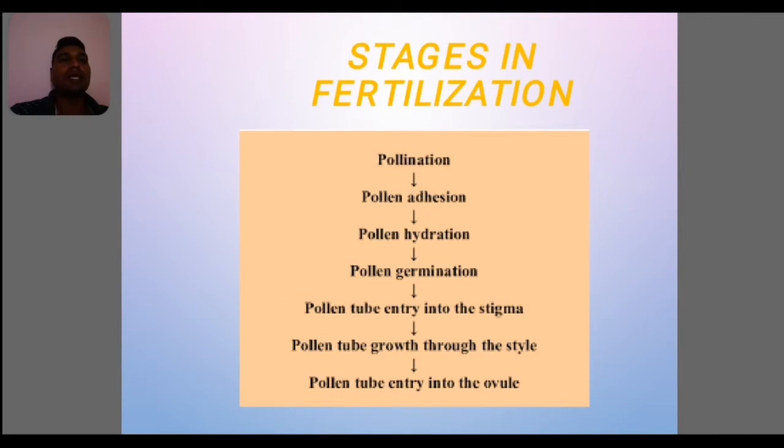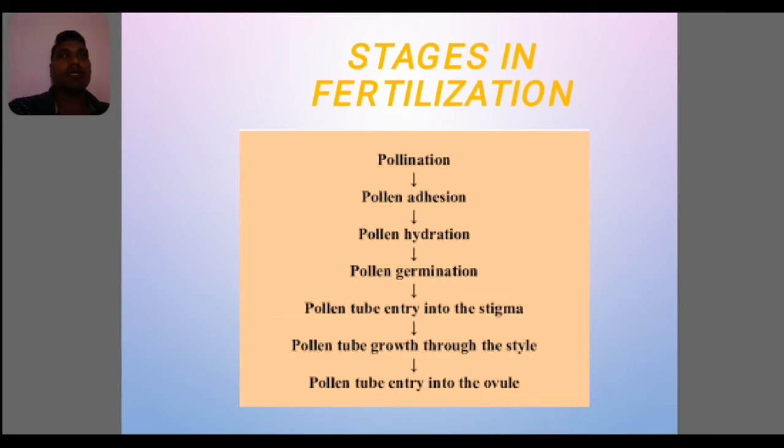Now these are the stages in fertilization. The first stage is pollination. Pollination is very much a must for reproduction. It is the initial and very important stage of reproduction. Again, pollen adhesion. After pollination, there must be pollen adhesion on the stigma. Then pollen hydration, because the stigma has some sticky substance which hydrates the pollen grains, and later on, by taking nourishment from the stigma, the pollen grains germinate on the stigma.